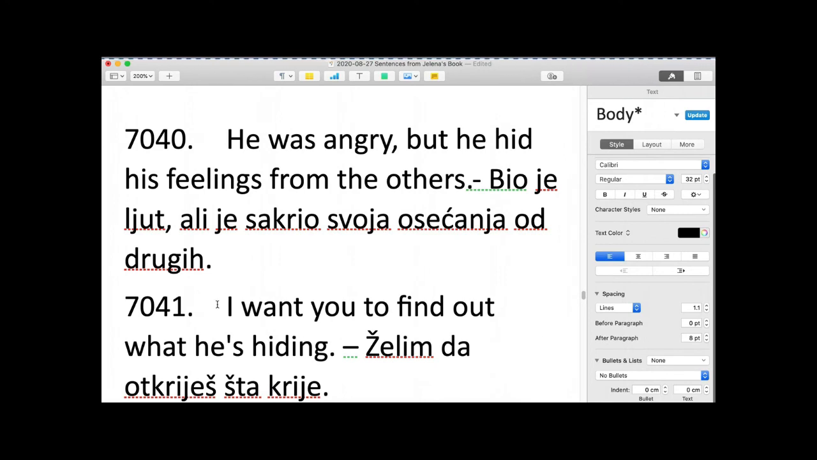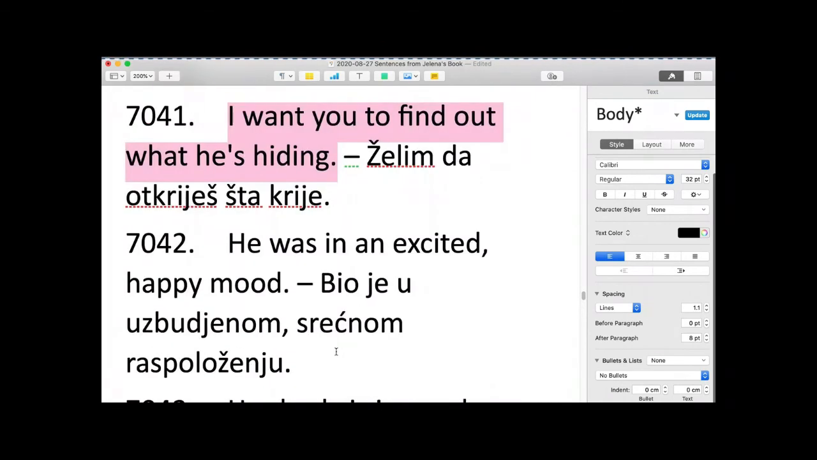Oh, this is really common in life and in movies, actually. I want you to find out what he's hiding. Maybe your son is acting like he's up to something, like he's been mischievous, and you want your daughter to find out. I want you to find out what he's hiding. Maybe he's done something wrong and he's hiding it from you. Or maybe he's physically hiding something. Maybe he has candy that you don't know about and he's hiding it from you.